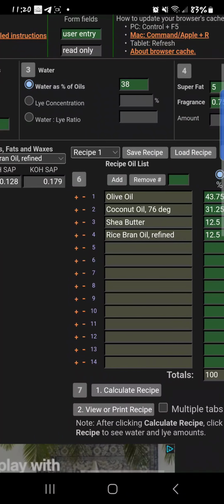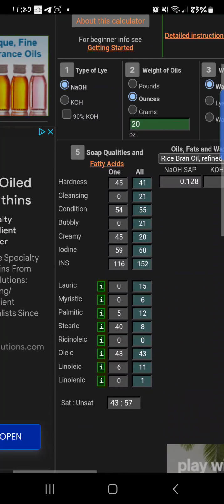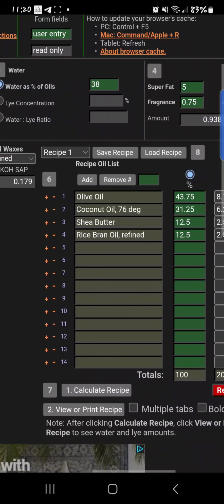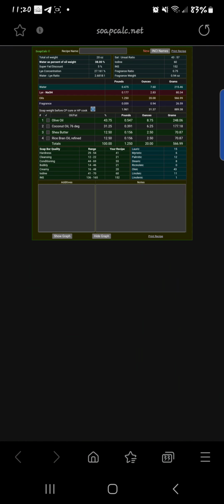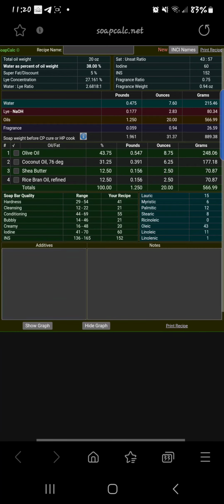All right, so once we get this done, you can look over here to the soap qualities and it'll tell you what the hardness, cleansing, conditioning, bubbly, and creamy is. But just looking at it like this, it's hard to decipher what that means. So to understand it better, you go here and under calculate recipe, you see it says view or print recipe. So you'll go ahead and click that button. And once you click it, now you have your recipe and your formula.